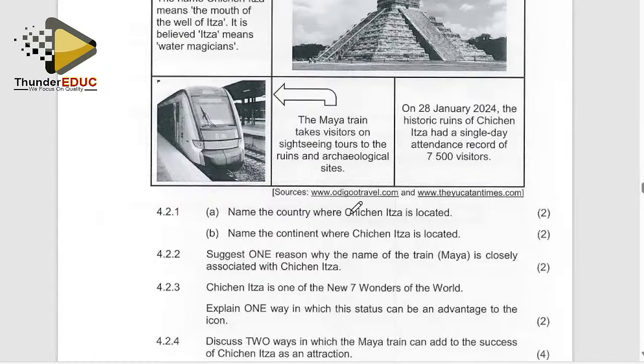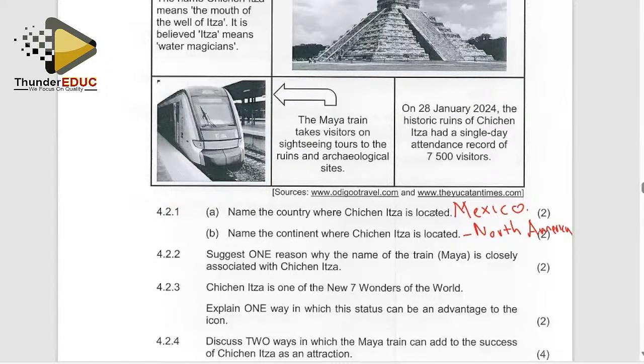Name the country where the Chichen Itza is located. So the Chichen Itza is located in Mexico, in a state called Yucatan State, that is in Mexico. The continent, it is located in North America. Then 4.2.2 suggests one reason why the name of the Maya train is closely associated with the Chichen Itza.